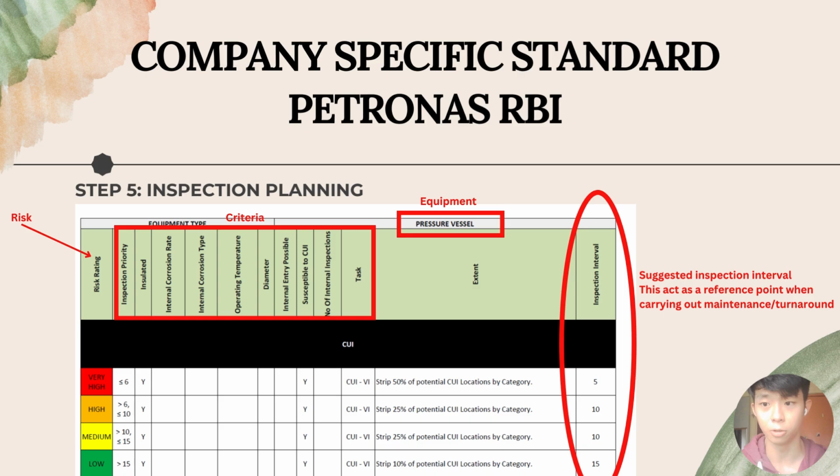Lastly, based on the risk ranking, the criteria, and the equipment, the guideline also outlines the appropriate inspection planning and inspection interval. It gives a suggested inspection interval, which acts as a reference point when carrying out maintenance or turnaround.